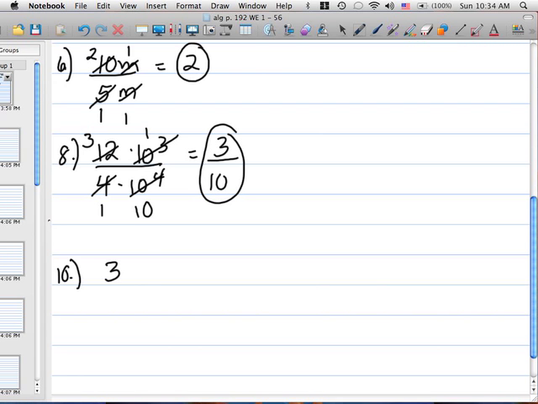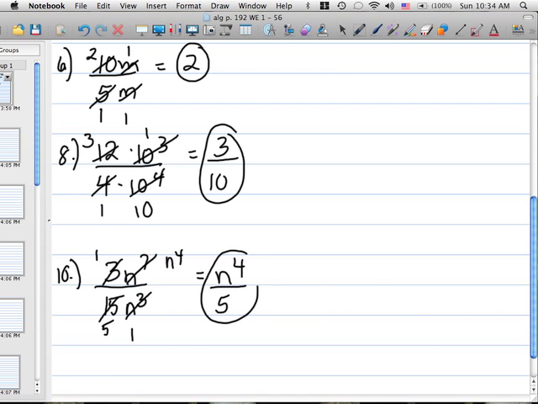Problem number 10, we have 3n to the 7th over 15n cubed. 3 goes into 3 once and into 15 5, and we can cancel out 3 n's in the bottom and 3 on top, leaving n to the 4th. So multiplying the top, we get n to the 4th, and on the bottom over 5.